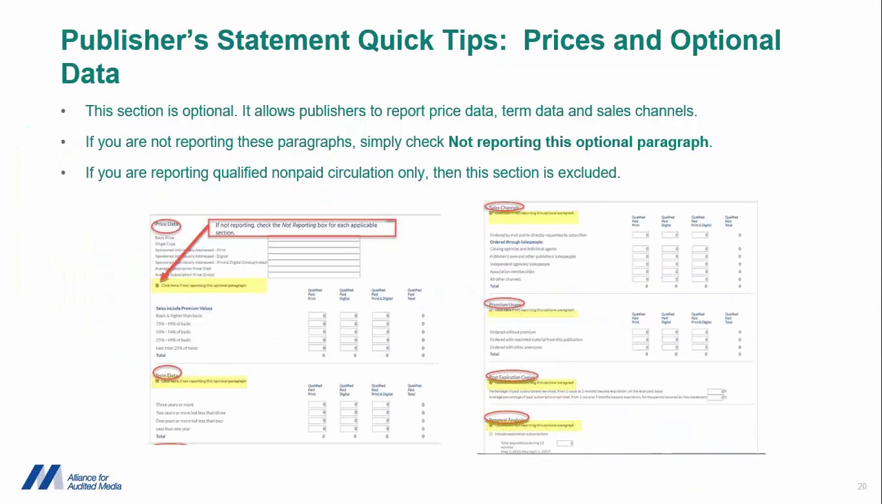The following sections in the filing tool are optional. This is your pricing information, and it breaks down your prices by the percent of sales, whether it was a basic price sold at 75% of basic price. Also, the term: how long was that subscription? Was it 1 year? Was it 13 months? Was it 24 months? Also, how was that subscription sold? This is all based on the subscriptions, new and renewal, that are during the statement period that you received.